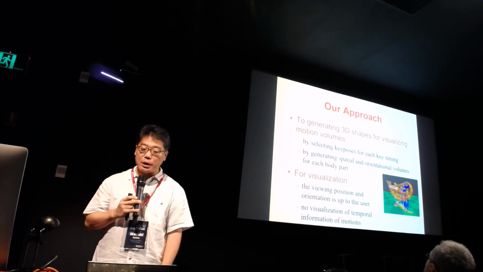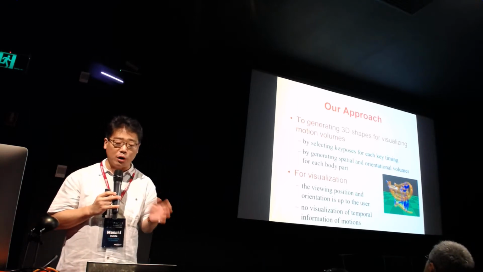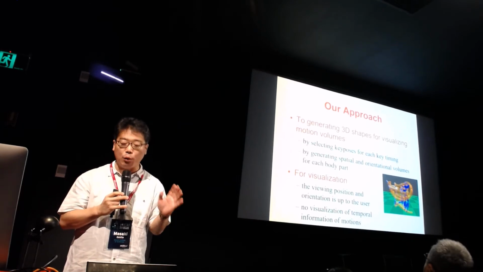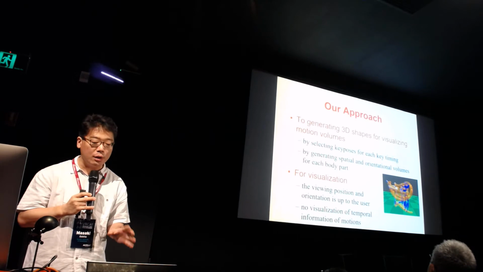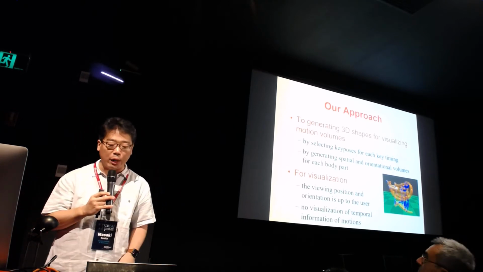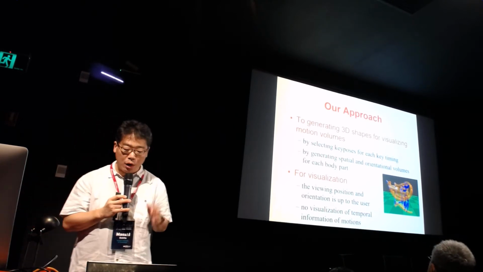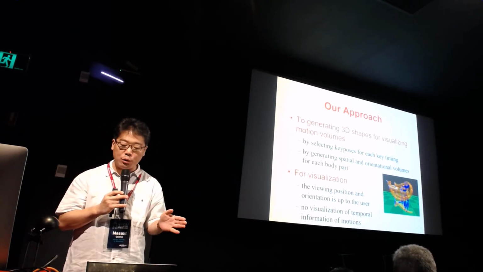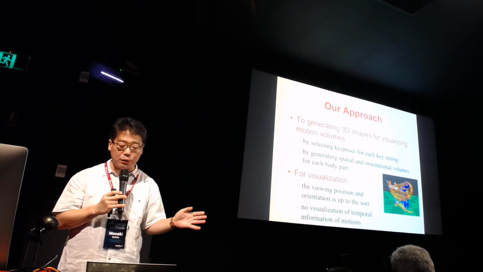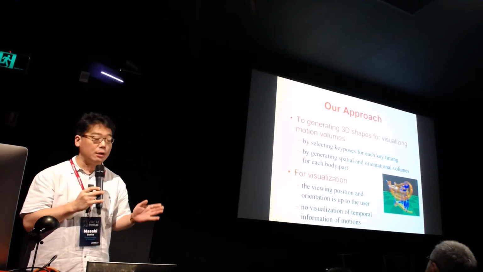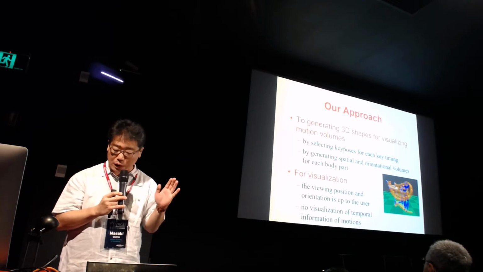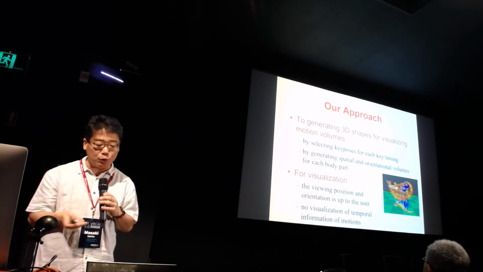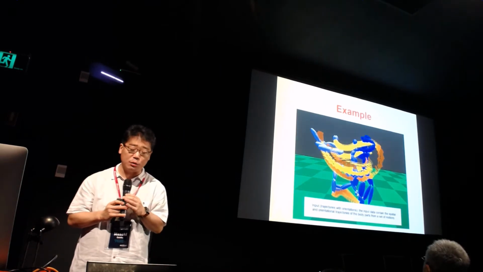So our approach is to generate 3D shapes for visualizing motion volumes by selecting key poses for each timing and by generating spatial and orientation volumes for each body part. The user can understand the motion manifold by observing these motion volumes. And for visualization, because our method just generates static 3D shapes, the viewing position and orientation can be freely chosen by the user. Also, our method visualizes spatial and orientational ranges of motions, but does not visualize temporal information of motions, just static 3D shapes to represent the range of position and orientation.